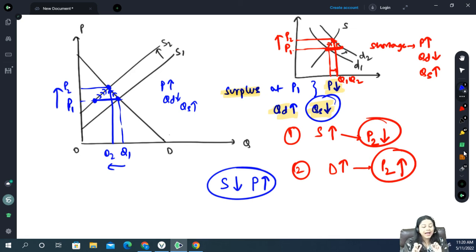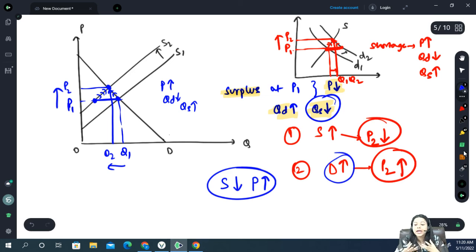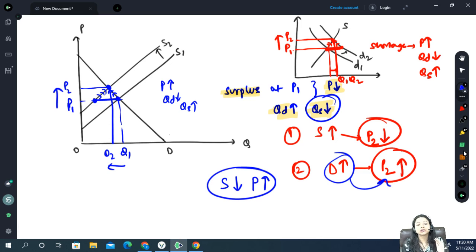Clear? And why do we call it demand pull inflation? Because when demand is increasing, it is pulling the price along with it. So whenever you get a question and there is a shift in the supply curve, you will get these a lot in your MCQs. So it is very, very important that you have this in mind.